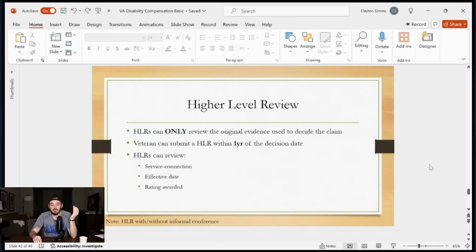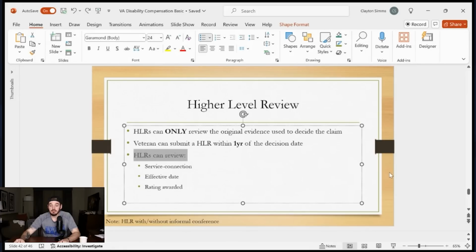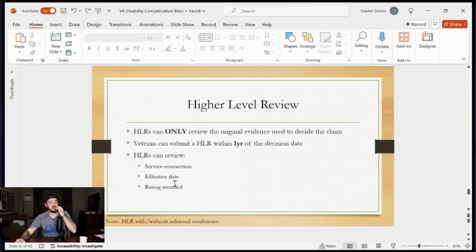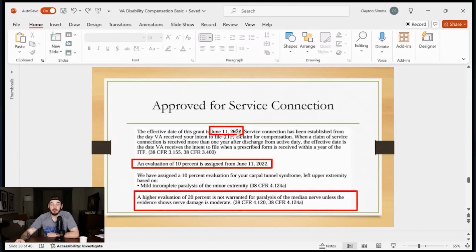The higher level review, okay, HLRs can only review the original evidence that was reviewed to make the decision of your claim. Okay, HLRs are only good for 1 year. That's it. HLRs are only good for one year, and HLRs can review the service connection, the effective date, or the rating awarded.